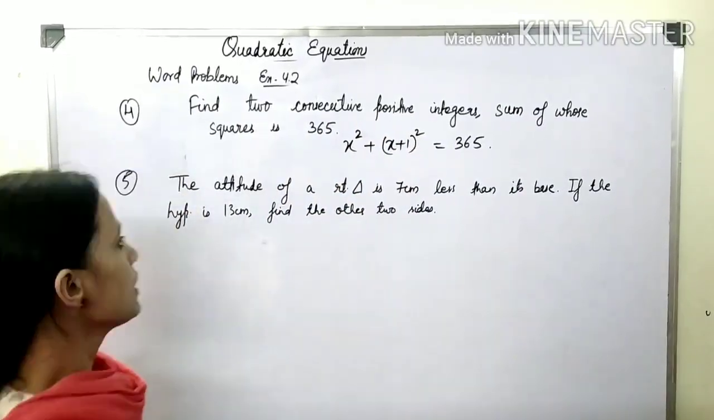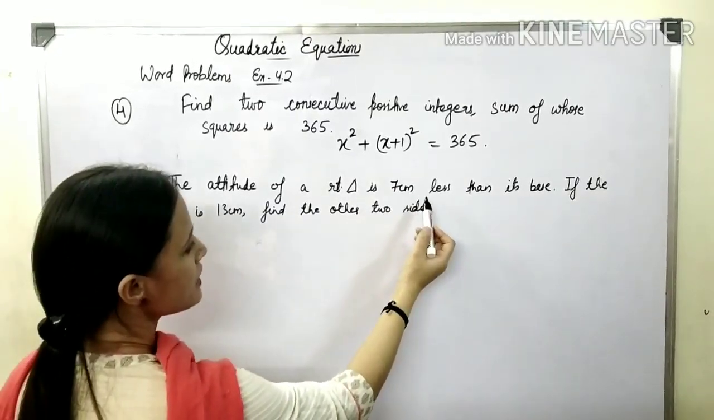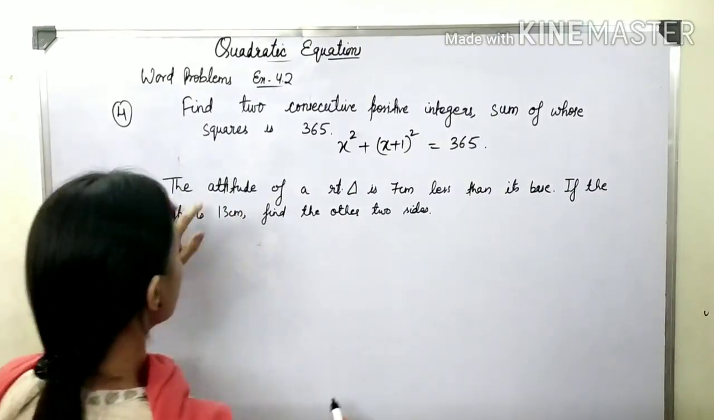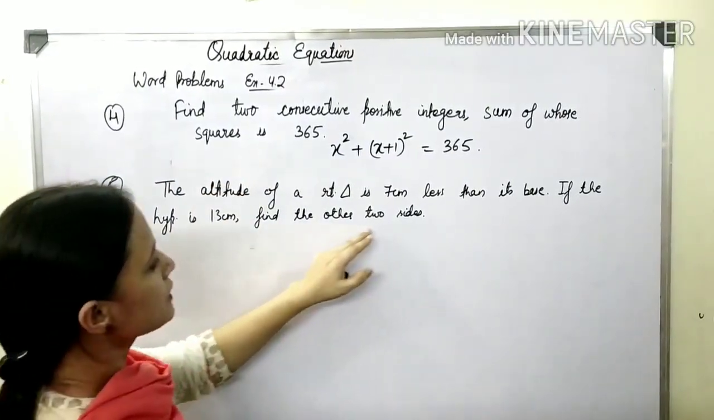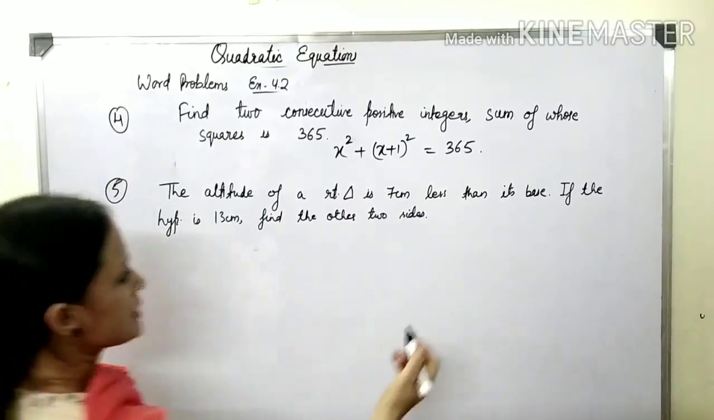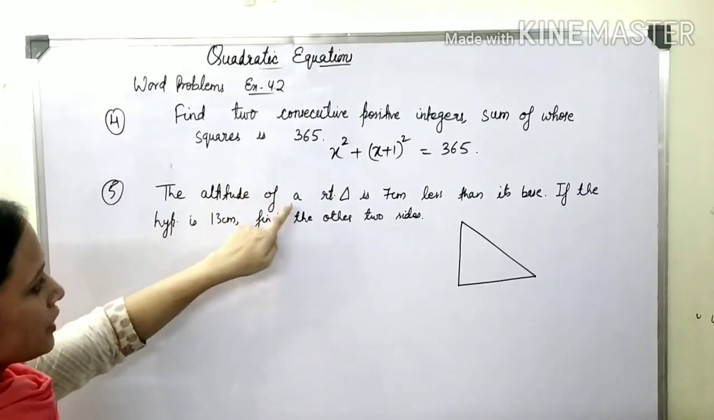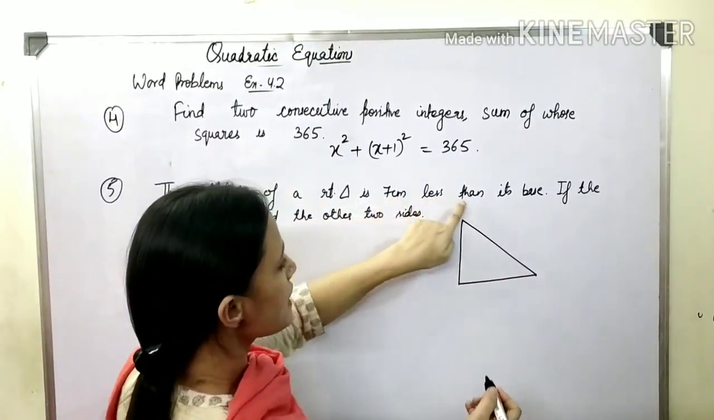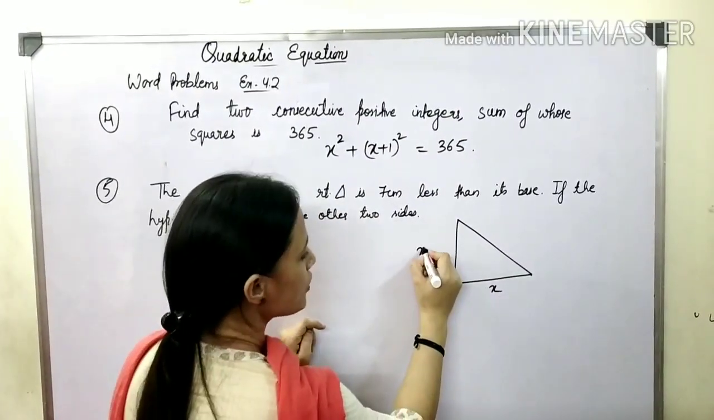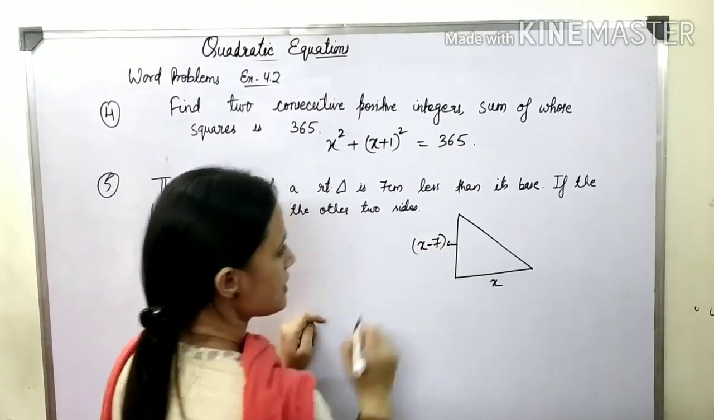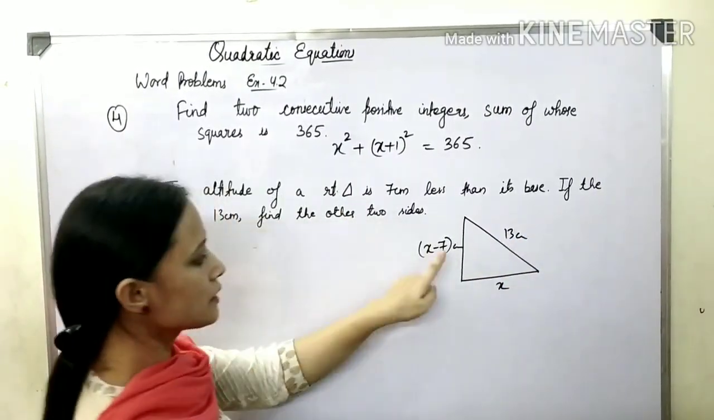Question number 5 is: the altitude of a right triangle is 7 cm less than its base. If the hypotenuse is 13 cm, find the other two sides. So a right triangle is given and the altitude is 7 cm less than its base. So let us consider the base to be x, so the altitude will be x minus 7. The hypotenuse is 13 centimeter.